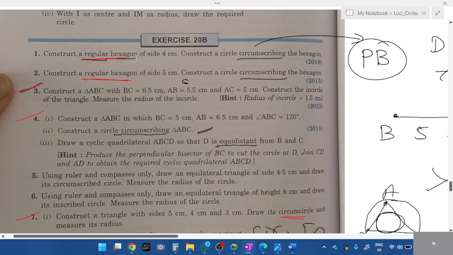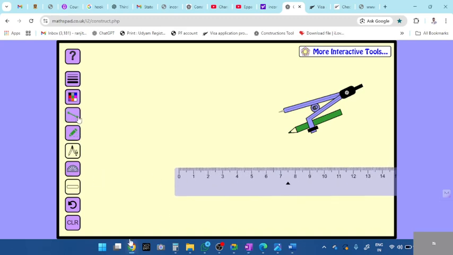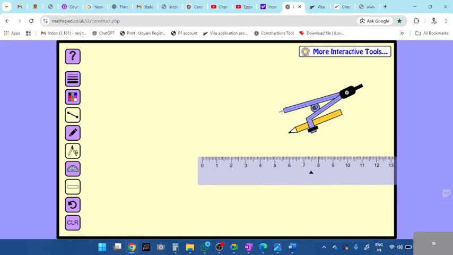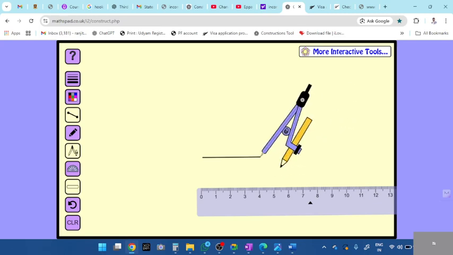First question. Draw a regular hexagon of side how many centimeters? Side 4. Construct a circumcircle, students. I'll show you all. 4 centimeters. Look here. 4 centimeter in the sense the base is 4 centimeter and right round 120 degrees. Use 120. Let me draw here. Start with left hand side or right hand side. Any point is fine. 120 degrees.